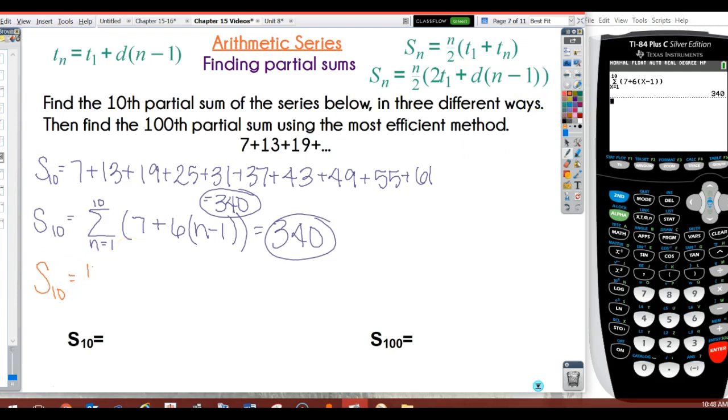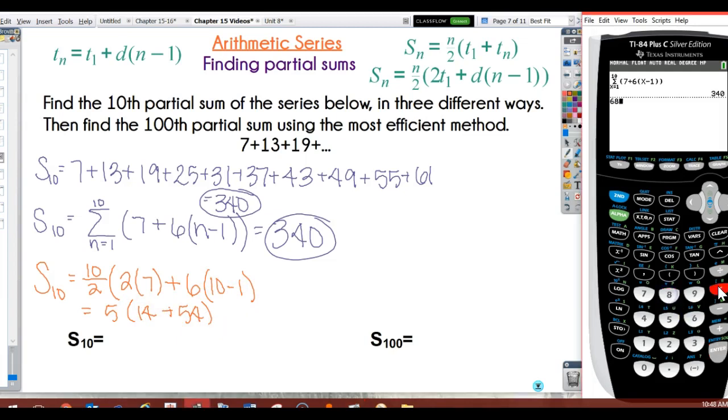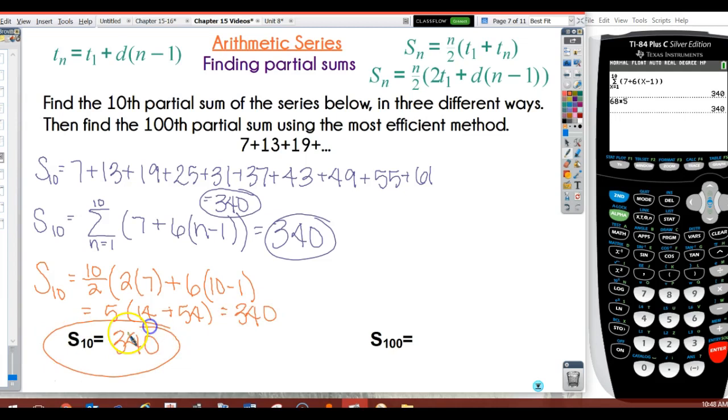I'm going to take n divided by 2, so 10 over 2, times 2 times the first term, which is 7, plus my common difference, which is 6, times n minus 1, and again, n is 10, minus 1. So I will end up getting 5 times 14, 10 minus 1 is 9, times 6 is 54. So I will end up with 68 times 5, which we end up getting 340. So really any of these methods will get us to the right answer, but again, these last 2 are going to be the most efficient.